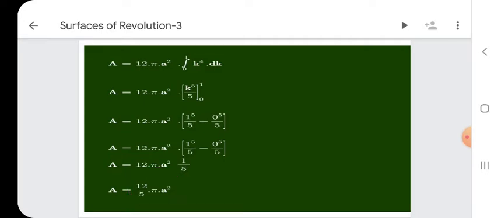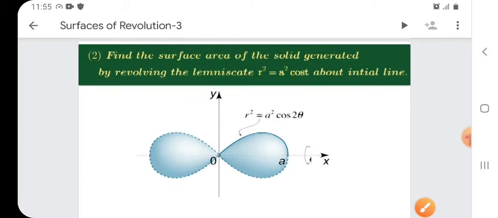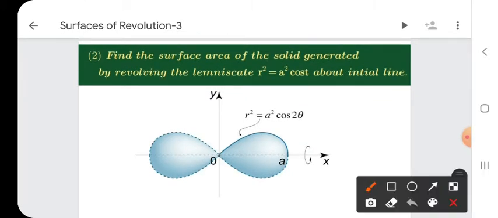Okay, see the next one. Find the surface area of the solid generated by revolving the lemniscate r square equals a square cos 2 theta about the initial line. This is our curve. What is that? r square equals a square cos 2 theta.